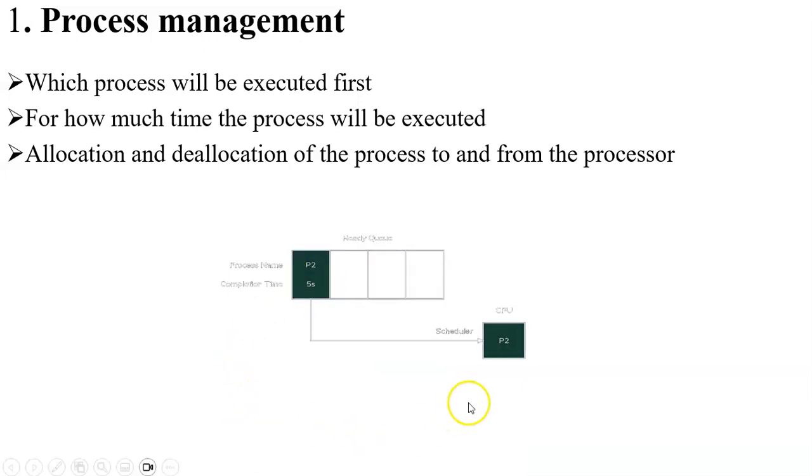If you look over here, process P3 is getting the CPU and getting executed. Now P1, then comes P6, P5. Likewise, which particular process among multiple processes is coming into the CPU and executing? This is the work of the process management function.